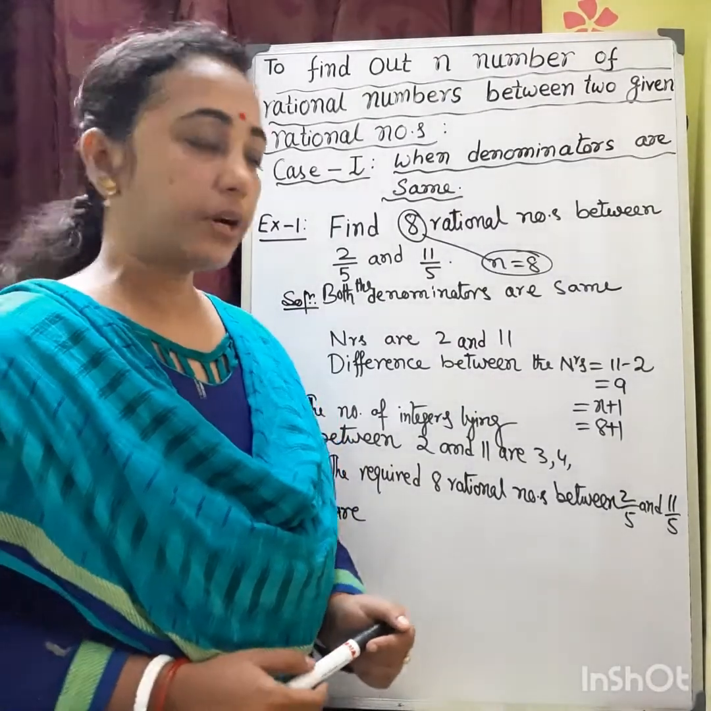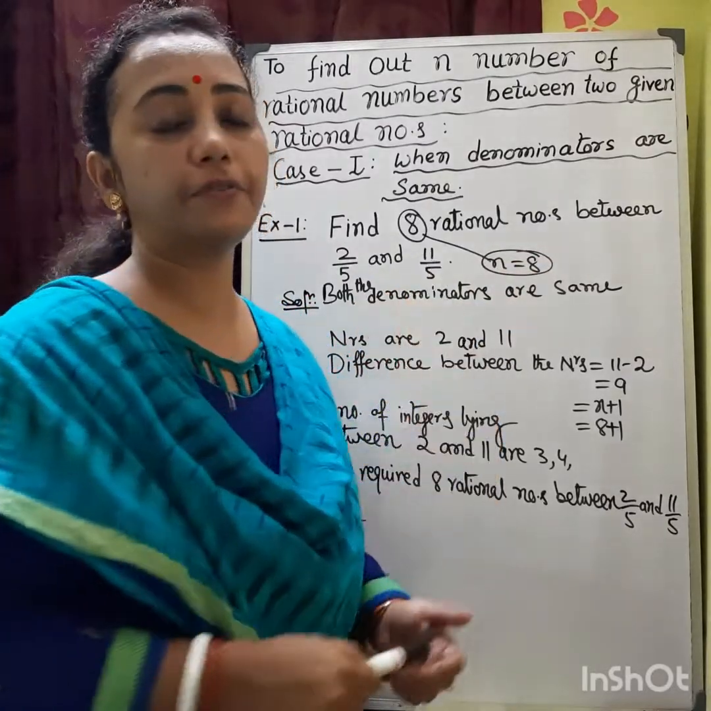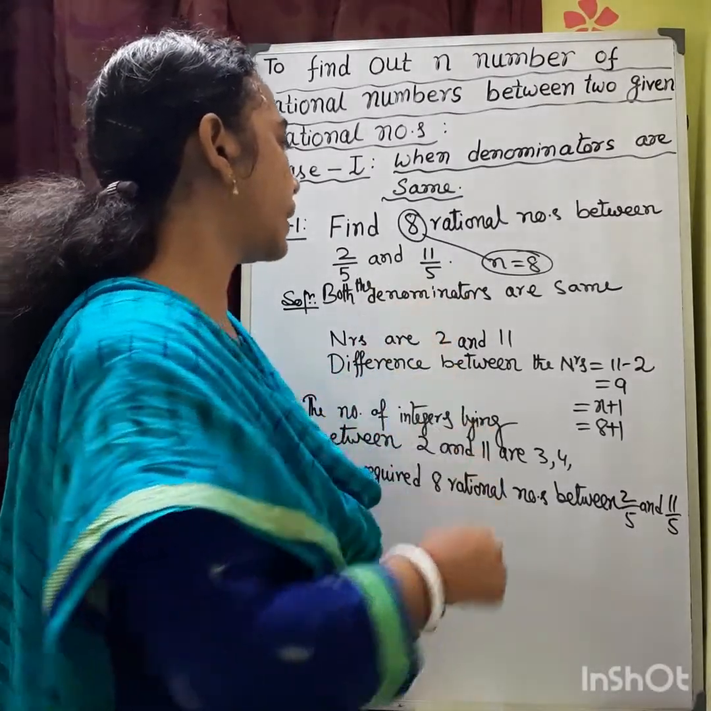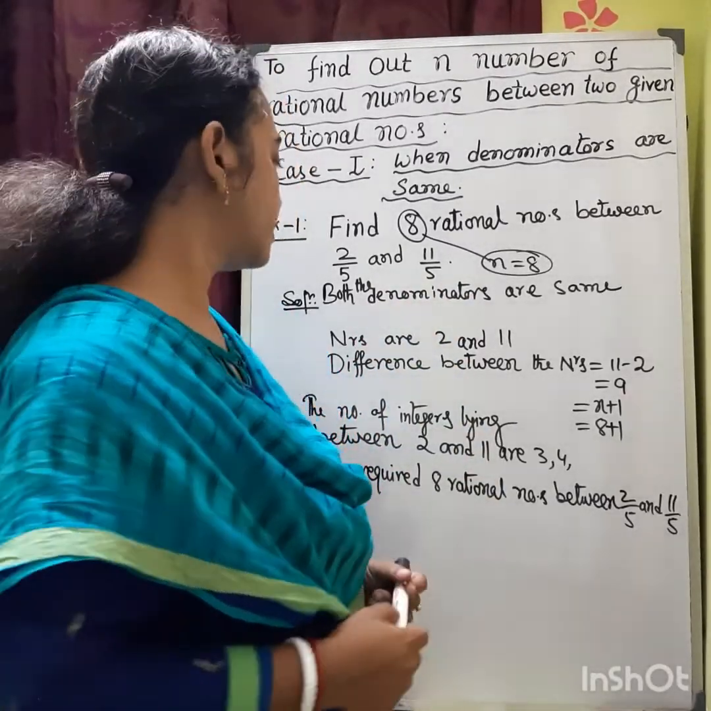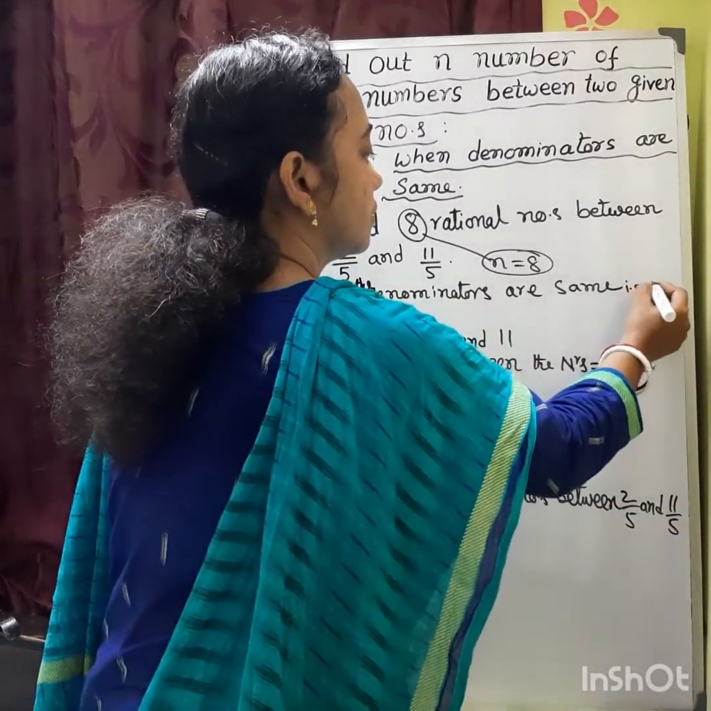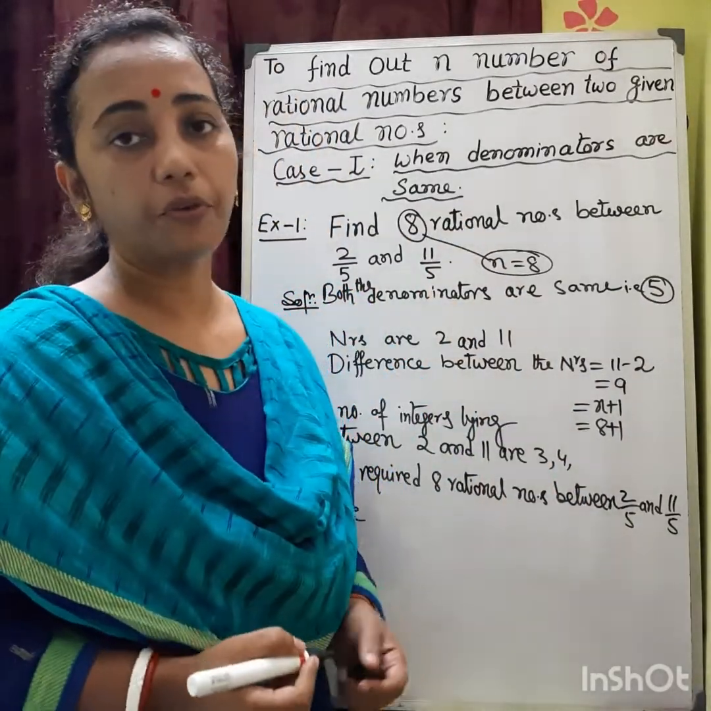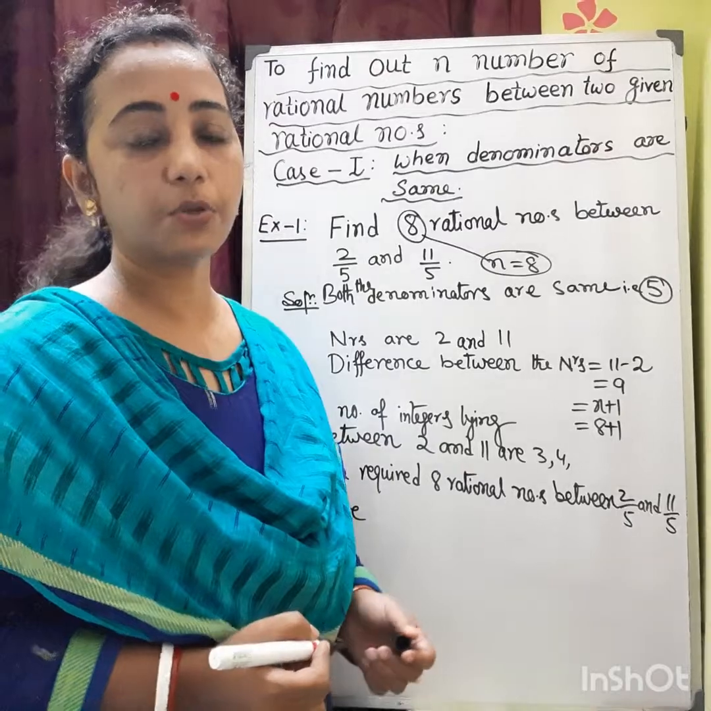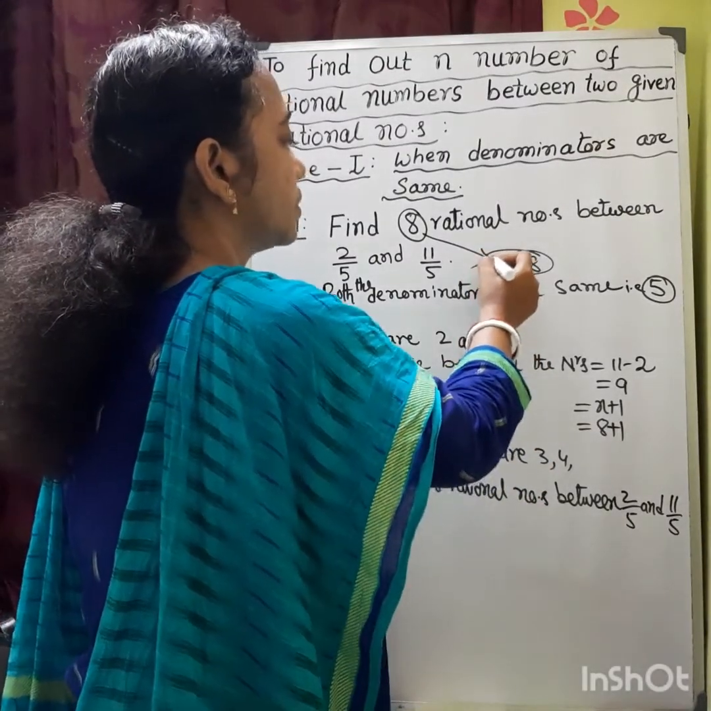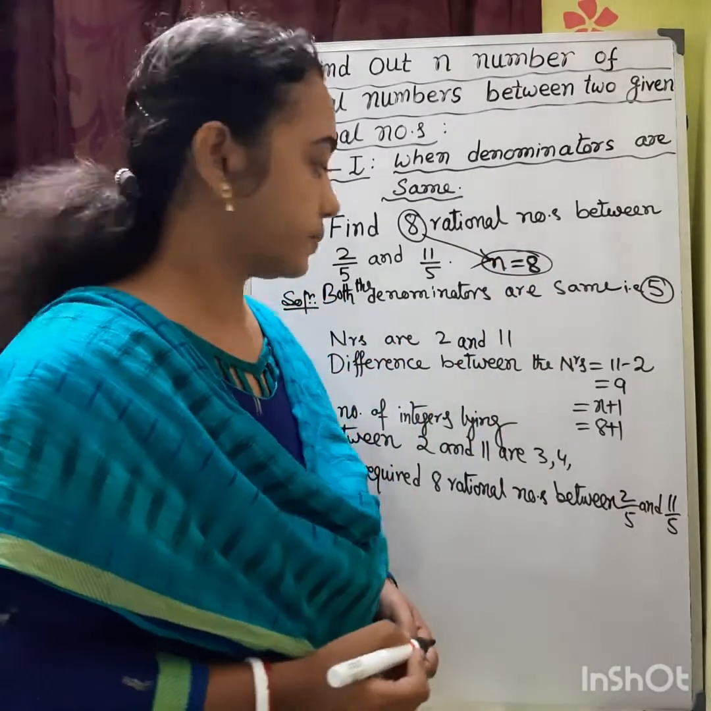Let us consider one example: find 8 rational numbers between 2 by 5 and 11 by 5. Here the two given rational numbers are 2 by 5 and 11 by 5. Both have the same denominator, that is 5. Now what is 8 here? 8 means we have to find 8 rational numbers between the two given rational numbers, which we denote by n. So here n is equal to 8.